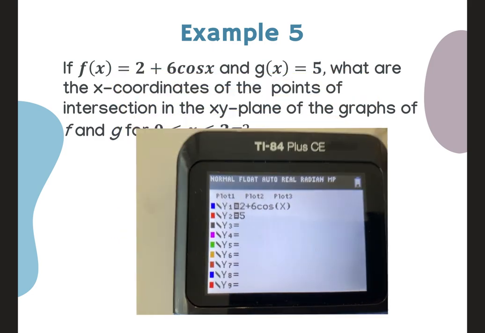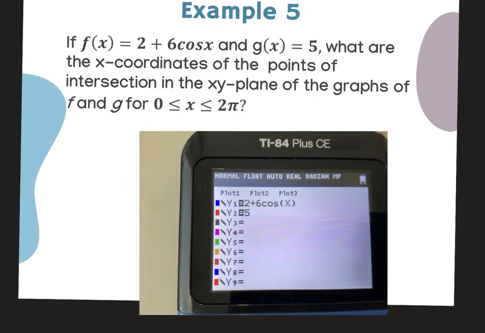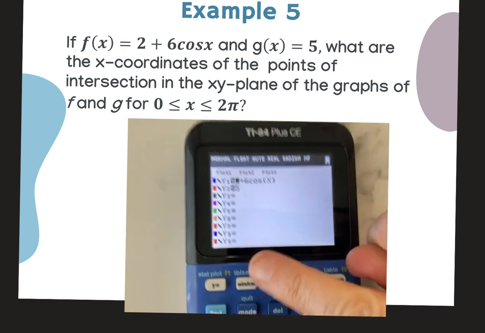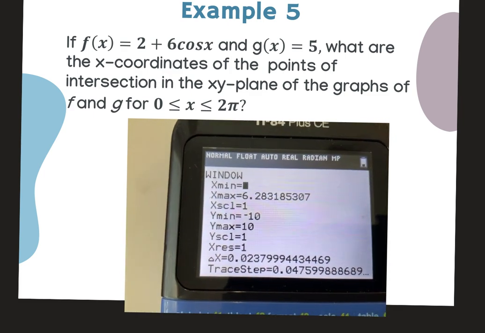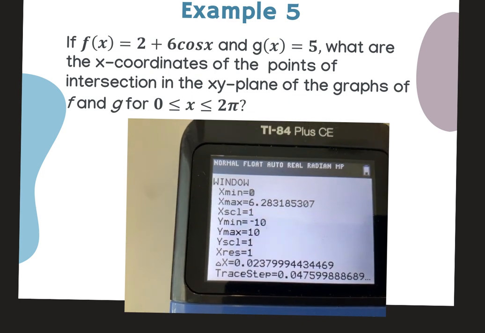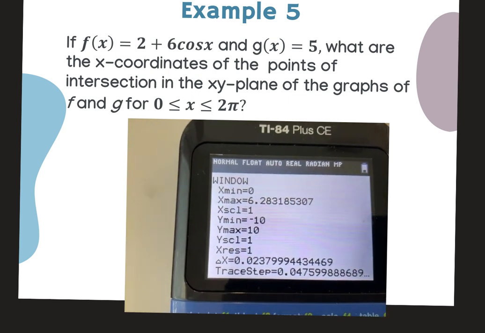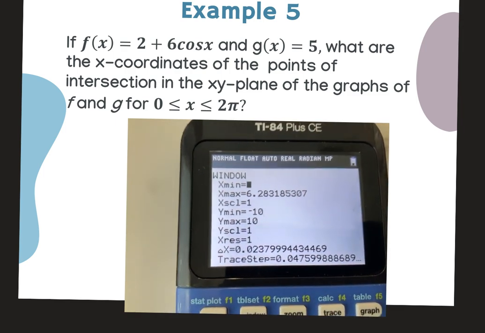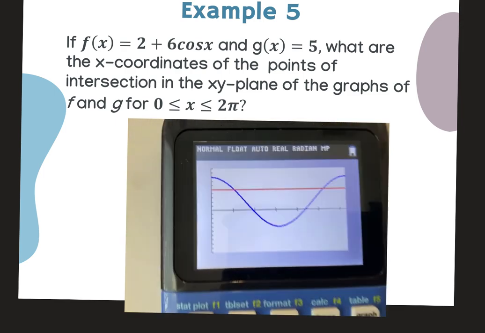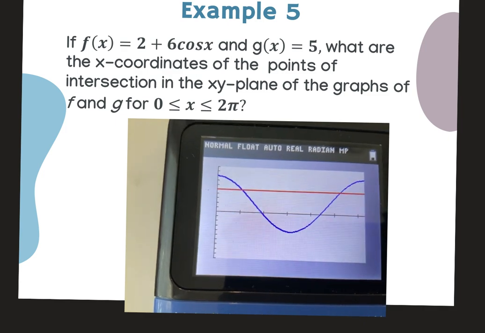All right, so this is what I typed in my calculator, the two functions, the y1 and the y2. And then if you go to your window, I restricted the x from 0 to 2 pi. And then your y min is fine, negative 10 to 10, it doesn't really matter. Our maximum here is going to be 8, so I know at least it will catch the max, and it will catch that 5 where it intersects. When I hit graph, it's going to happen twice.